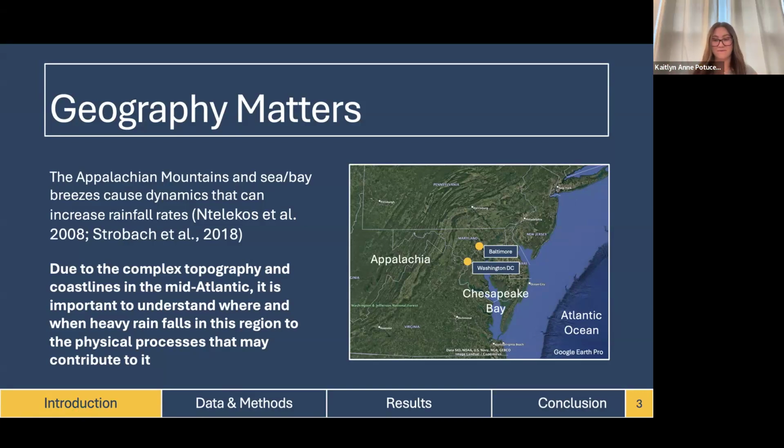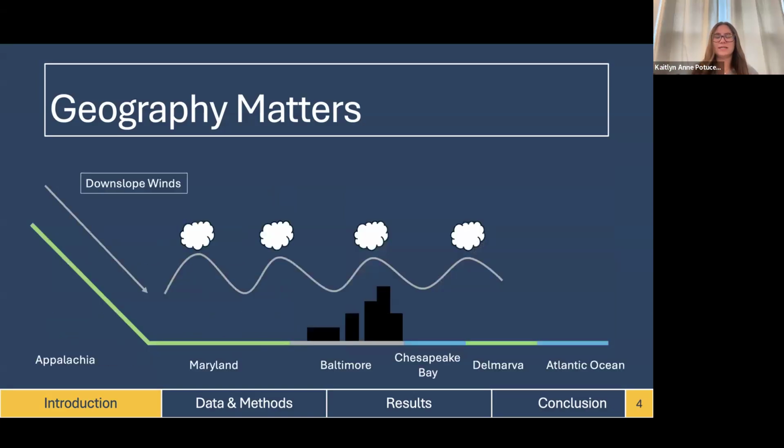Because of this complex topography and coastlines within the mid-Atlantic, it is important to understand when and where heavy rain may fall so that we can get an idea of the physical processes that dominate heavy rainfall in the region. A couple of examples are downslope winds, which can happen given the proximity to the mountains in the mid-Atlantic region. As you have winds in broad terms that come down off of mountains, they can generate atmospheric waves, which we can't see, but what they can do is create clouds. These clouds can then cause rainfall and thus impact our study region.